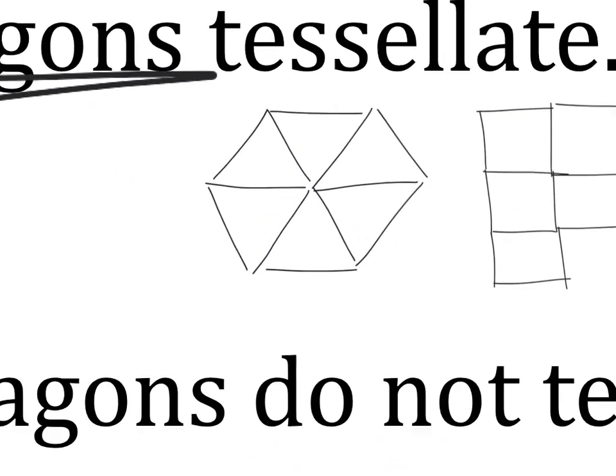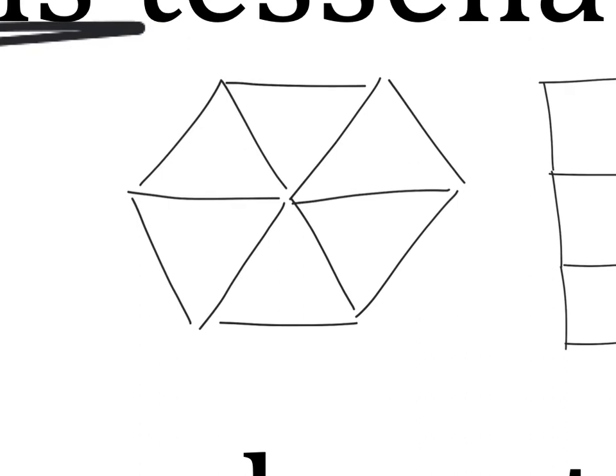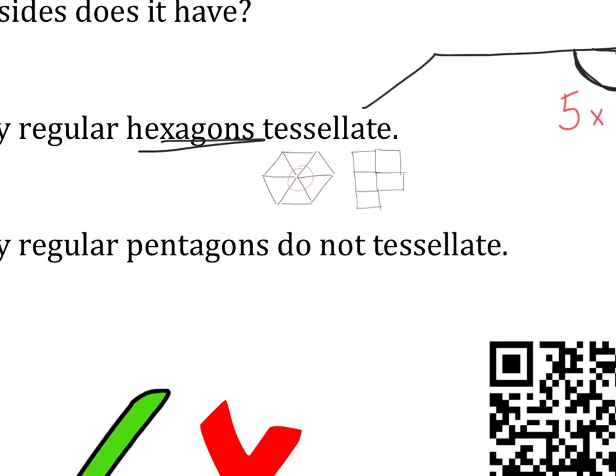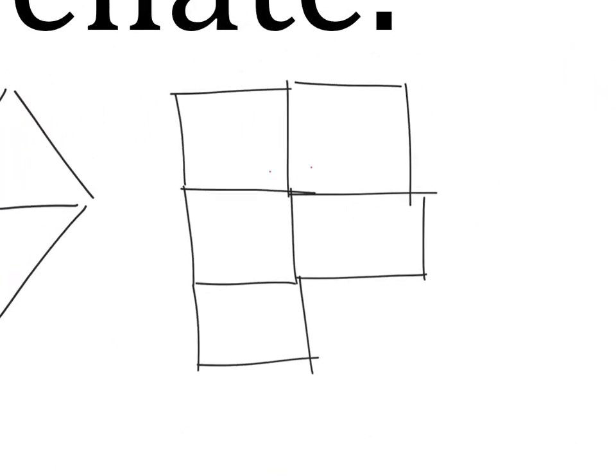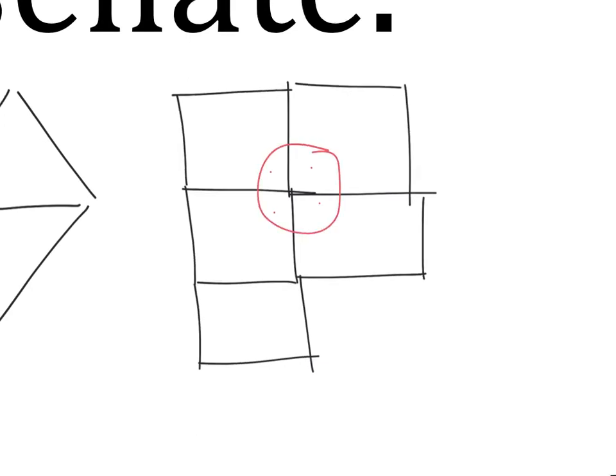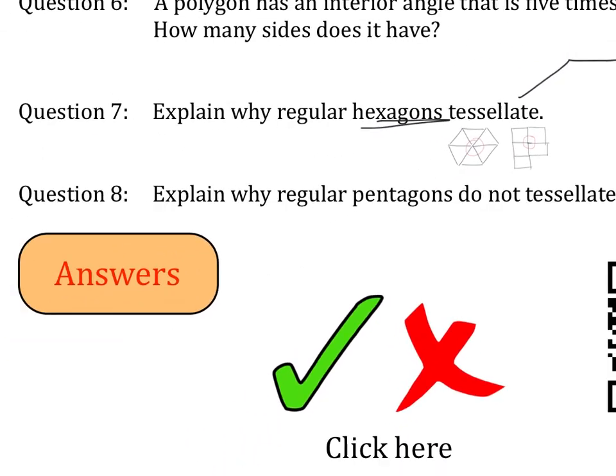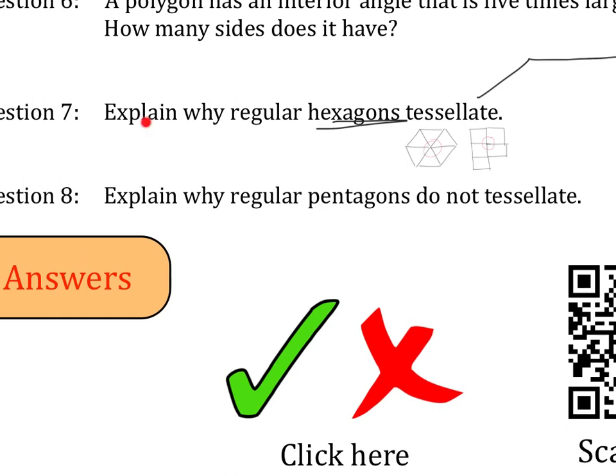So your hint here is think about what size each of these angles are and what they add up to. Same for the square. What do these angles add up to? So using that information, you want to explain why regular hexagons tessellate and why regular pentagons do not tessellate.